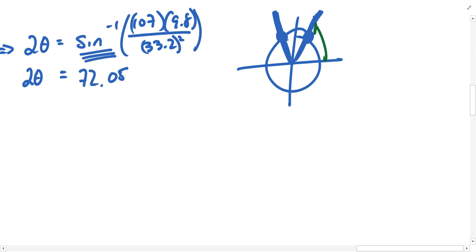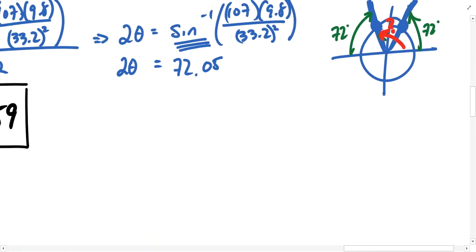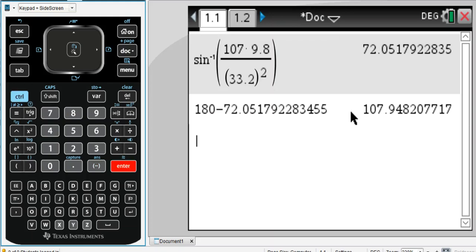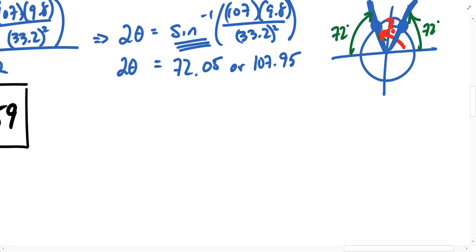While this angle measure was 72 degrees, this angle measure here is 72 degrees less than 180. So if this is 72 degrees, then this is 72 degrees as well. And what I'm interested in is actually this angle right here. I want to know what that angle is. So if we use our calculator and simply take 180 minus the answer that we got just a second ago, we see 107.94.